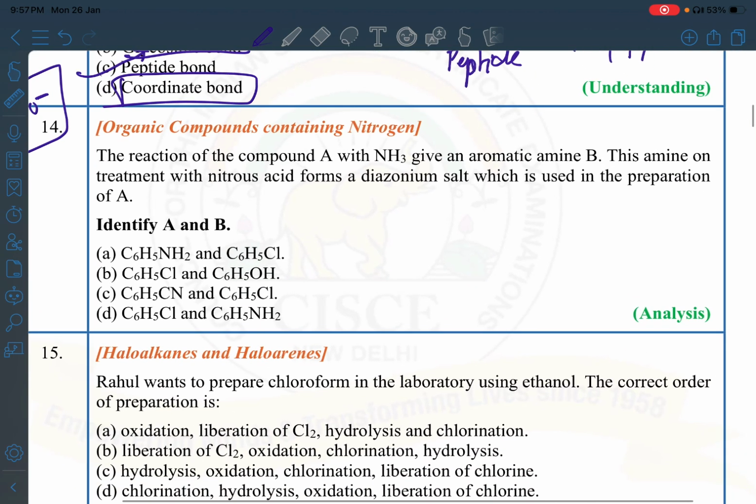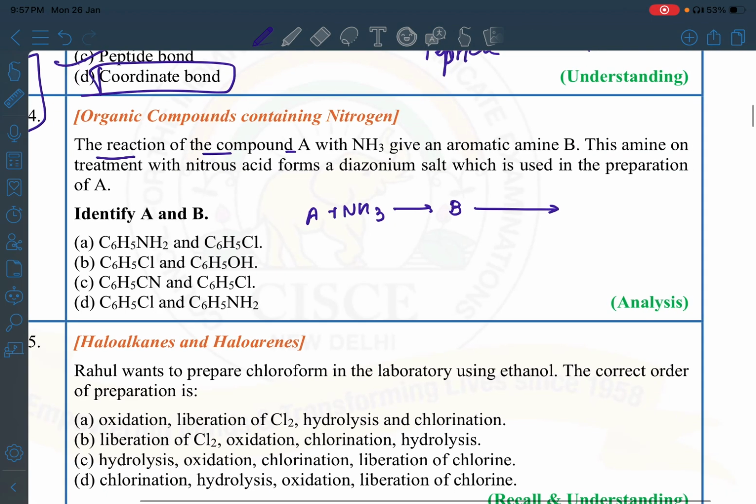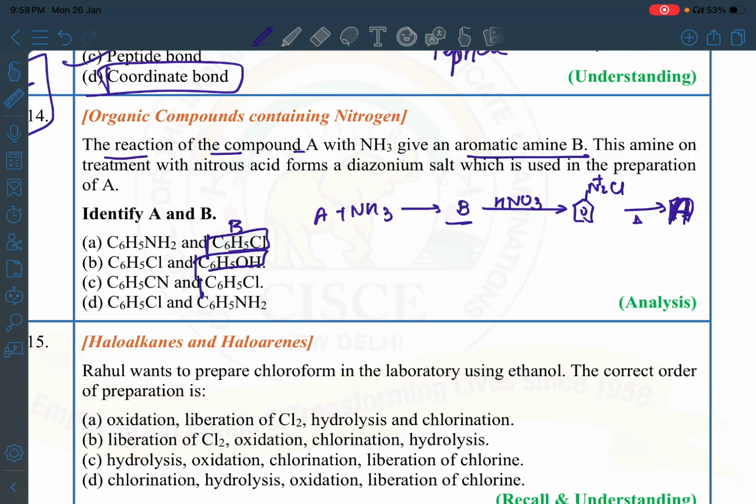Okay. Then next question, the reaction of A. A reacts with ammonia to form B. Okay, and then it is treated with HNO2 to form a diazonium salt, and this diazonium salt again gives A. Okay, so what is A? Now this is a kind of question where B is an aromatic amine, so you can also eliminate from the options. So this is chlorobenzene, phenol, chlorobenzene and amine. So this option will be correct.